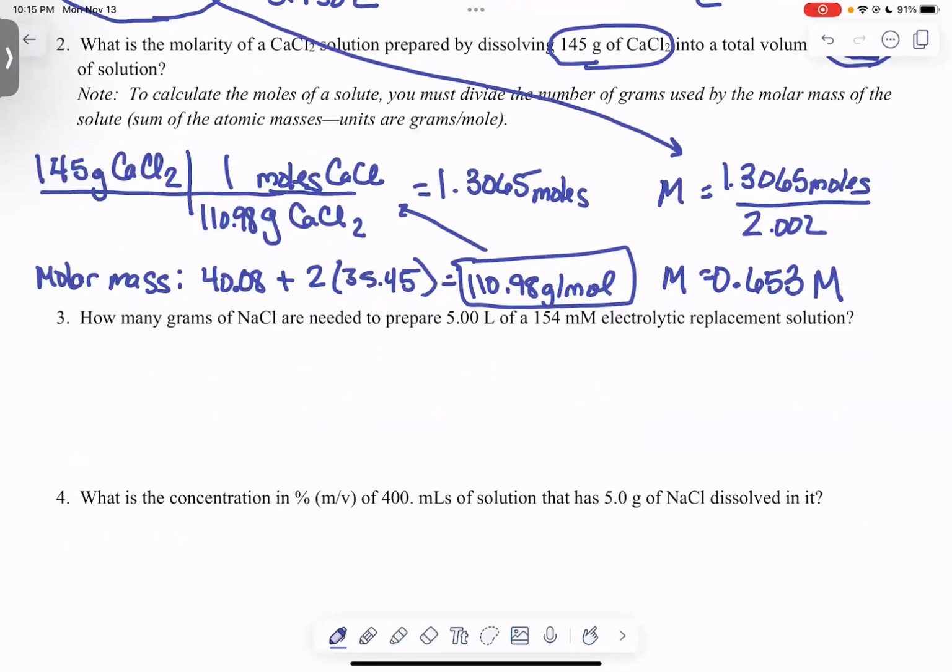Okay, how many grams of NaCl are needed to prepare 5 liters of a 1.54 millimolar electrolyte replacement solution? So what does this mean?